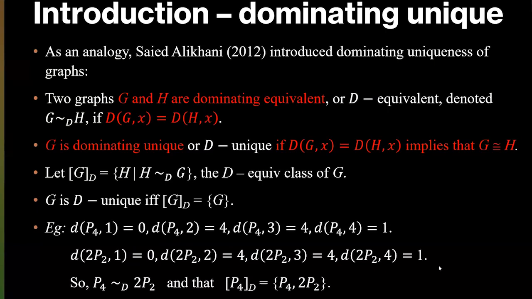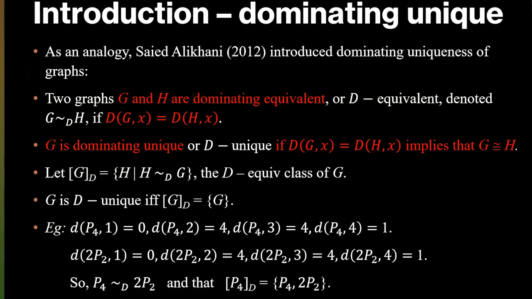So as an analogy, in 2012, Alikhani introduced the concept of dominating uniqueness that we have seen just now, as presented by our first speaker. We say two graphs are dominating equivalent if they have the same domination polynomial. And we say a graph G is dominating unique, or D-unique, if D_G equals D_H implies that H is isomorphic to G. So the dominating equivalence class of G is the graph G itself, if G is dominating unique.